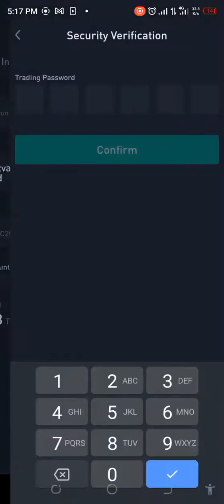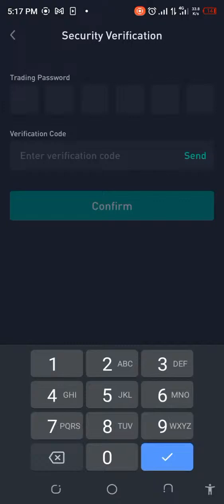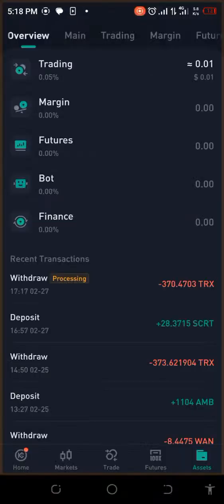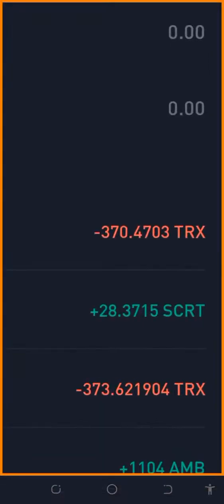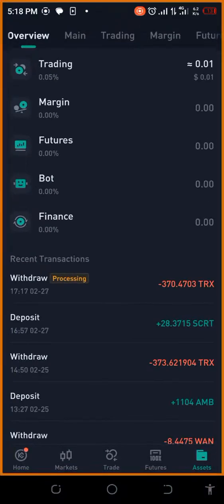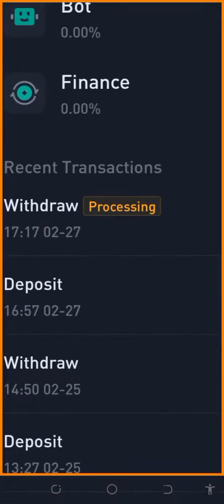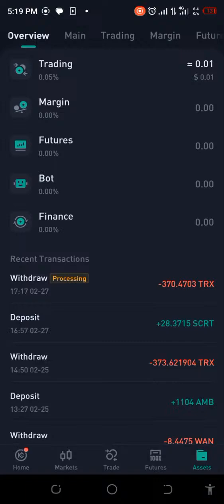Yeah, we're putting all the verifications and we'll be back. Okay, so currently it's processing. As you can see, it's processing. So let's just hope it doesn't take too much time. And let's hope by the time we get over to Binance, the price will be favorable.